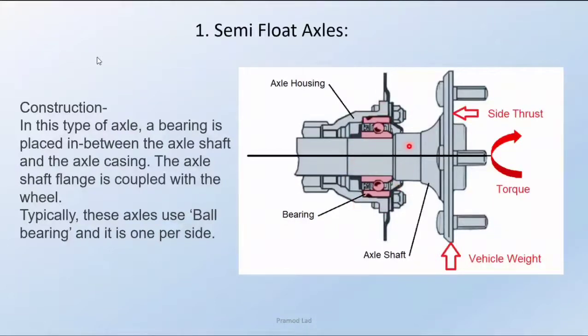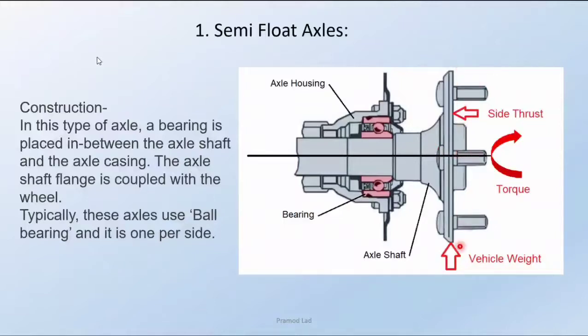A bearing is placed in between the axle shaft and the casing. So this is the outer side and this is the casing of the axle. This part here is the bearing, and at the center of it there is an axle shaft. The axle shaft flange is coupled with the wheel.